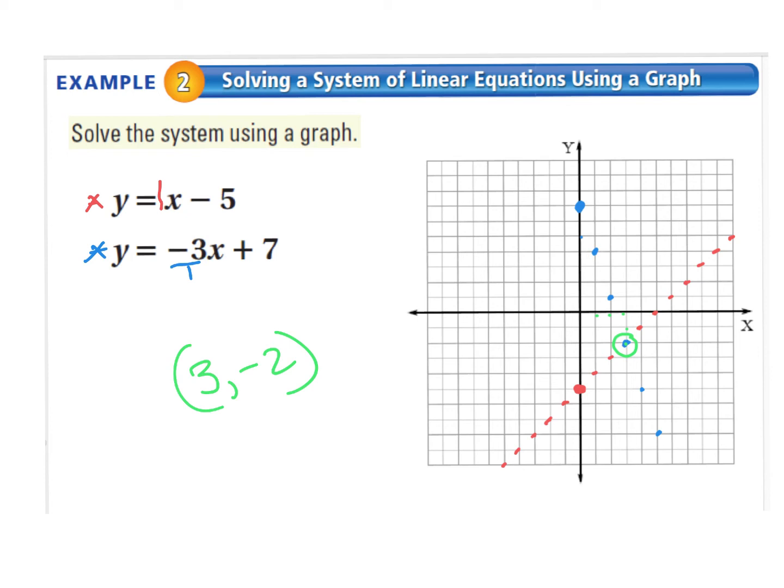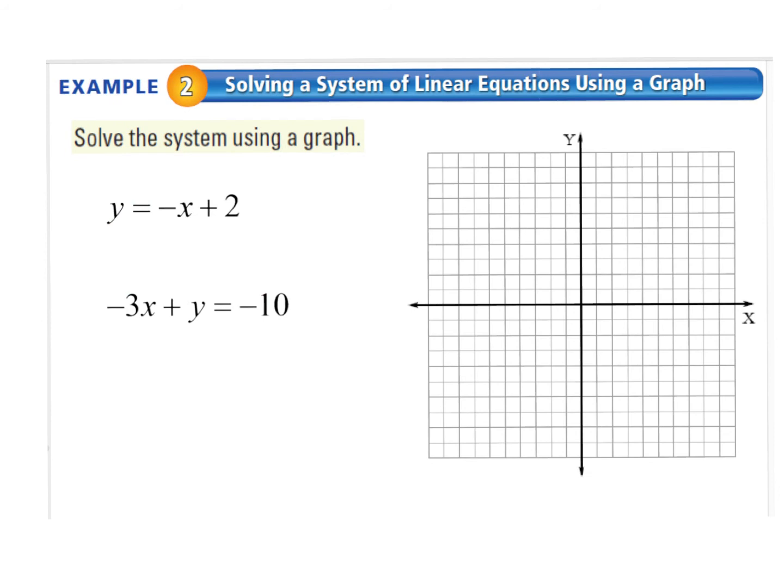And we can even double check our answer. This is our x, this is our y. We could plug it in. What's 3 minus 5? That equals negative 2, which is our y. So that checks out. Negative 3 times 3 gives us negative 9, plus 7 equals negative 2, which also checks out. It's one simple way we can check our work.